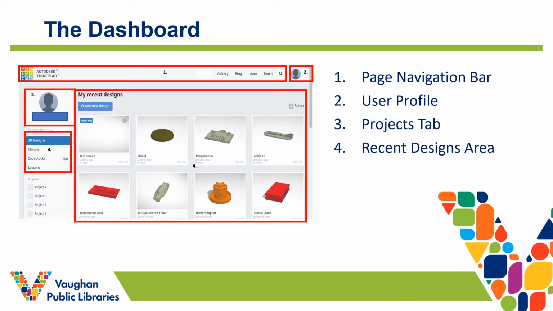Let's break the main dashboard page into 4 different sections. Section 1, the page navigation bar, has several tabs for you to click on to navigate to other sections of the TinkerCAD website. If you click on the TinkerCAD logo in the top left, it will always return you to this dashboard web page, so it will serve as the home button.